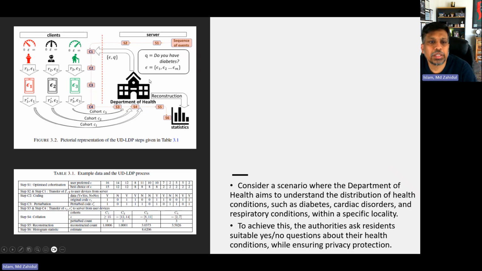So let's say this Department of Health is asking a question, do you have diabetes? So what it does, these are the steps, S1, S2, C1, C2, etc. And in this table below, we are actually explaining the steps and a little bit of description of what happens in those steps. And I'm going to explain it very quickly anyway.